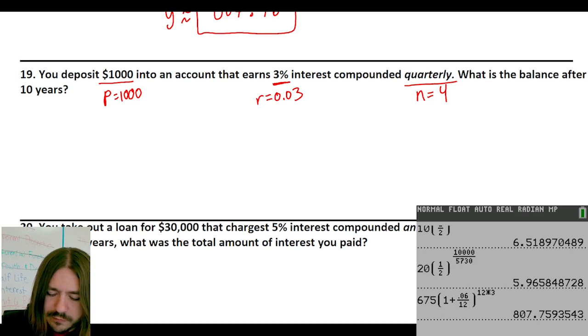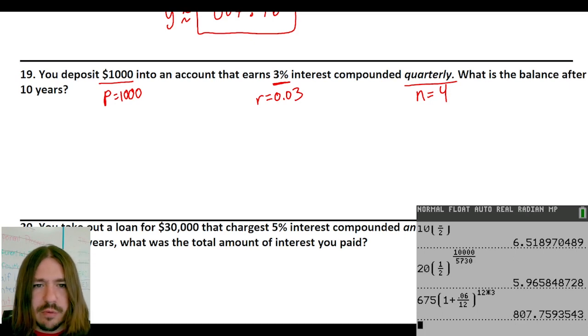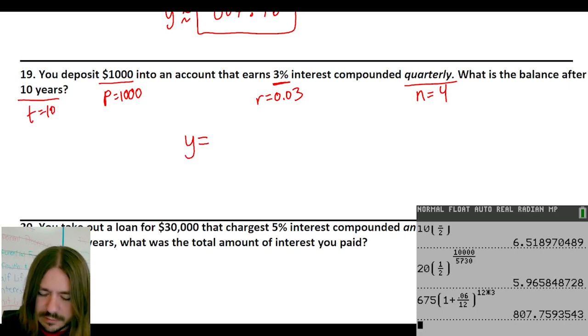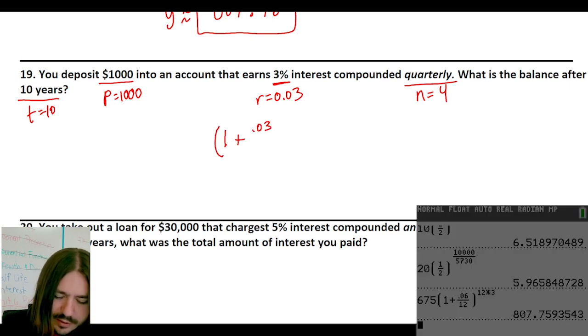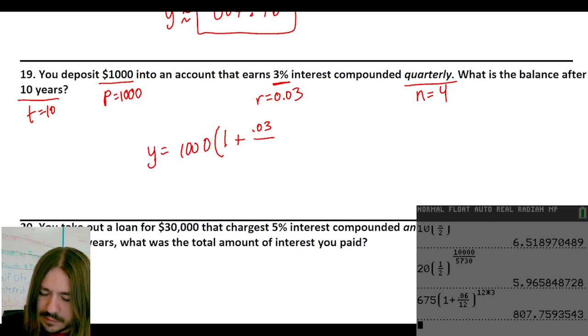So let's fill everything in. Same thing as the last problem. We're just going to plug everything in and then put it in the calculator. So we get 1 plus 0.03. Oh, wait, I forgot the A. Let's throw that in there. So yeah, we don't want to start with $1. We want to start with $1,000. So 3% over the number of times it's compounded, which is 4, raised to the power of 4 times 10.